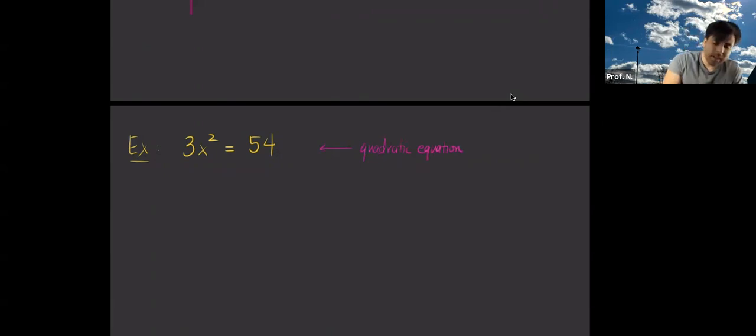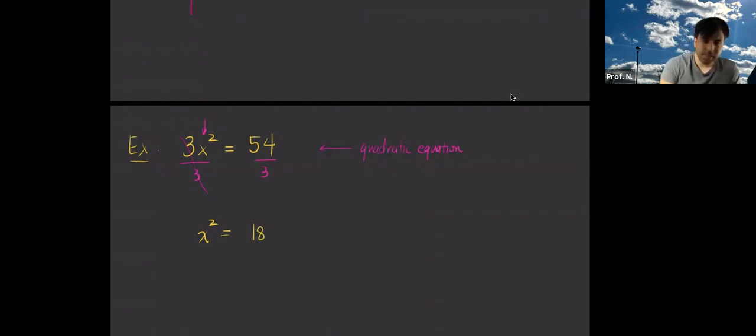For example, I want to know what x is regardless, right? So what do I do? I divide both sides by 3 first. And when I do that, I get x squared on the left side, and 54 divided by 3 is, I believe, 18.